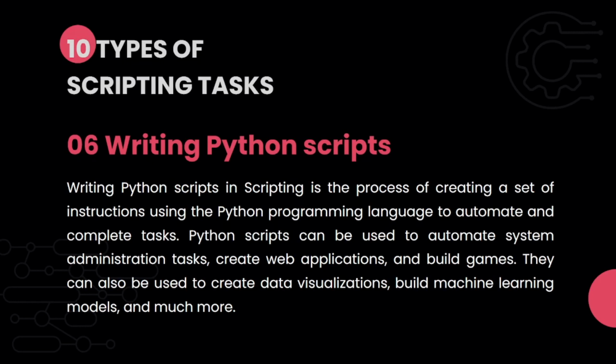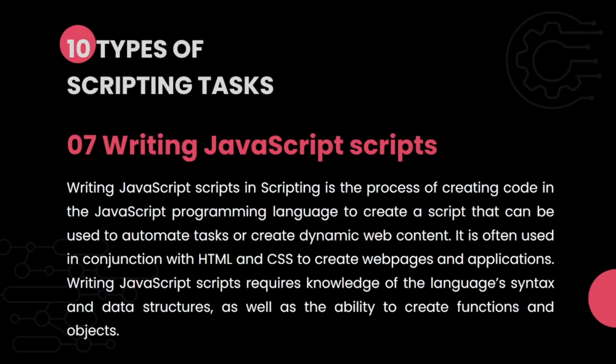The seventh type of scripting task is writing JavaScript scripts in scripting. Writing JavaScript in scripting is the process of creating code in the JavaScript programming language to create a script that can be used to automate tasks or create dynamic web content.